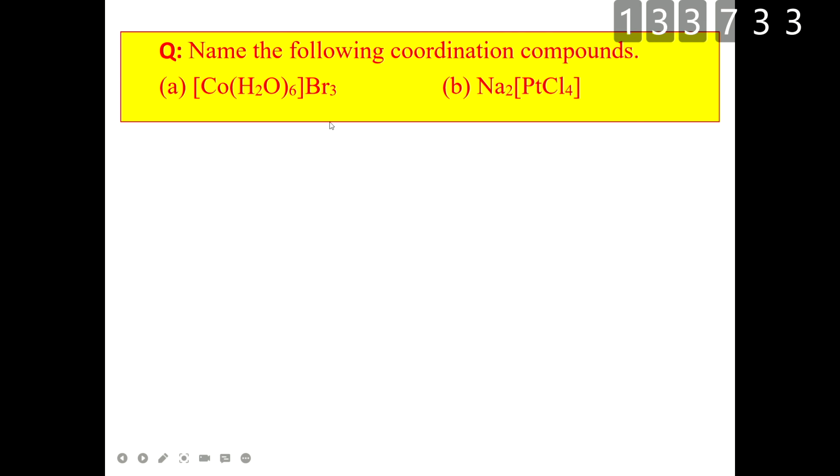So the first one is hexaaqua, then bromide. You don't have to write 3 because this is not a ligand. If it is a ligand, we must use a prefix to give the number of ligands, but the bromine is not a ligand, so you don't have to write 3. Okay, have a short break.